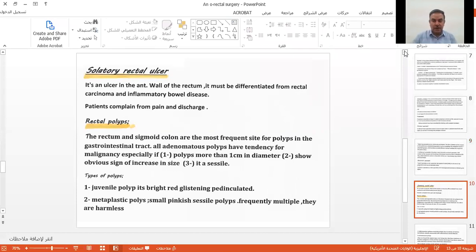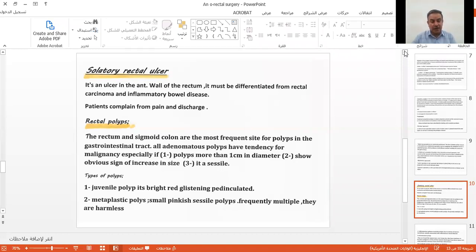Regarding solitary rectal ulcer, it is an ulcer in the anterior wall of the rectum. It must be differentiated from rectal carcinoma and inflammatory bowel disease. Patients complain of pain and discharge.